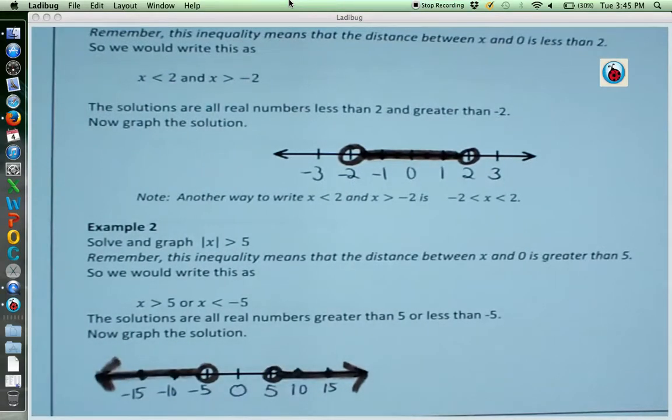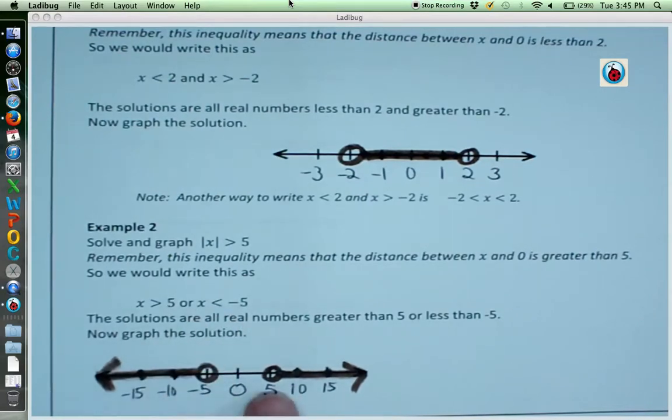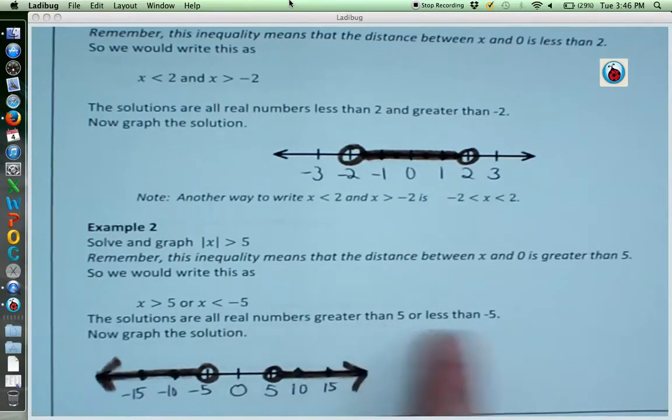Now if I think about this compound inequality, here are the two inequalities I have here. I have everything less than or equal to -5, which I have right here, or everything greater than or equal to +5, which I have right here. So my solutions are all real numbers greater than 5 or less than -5.